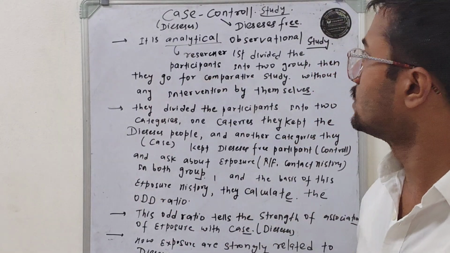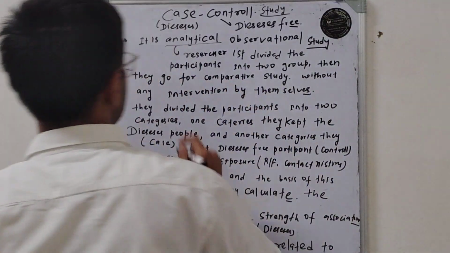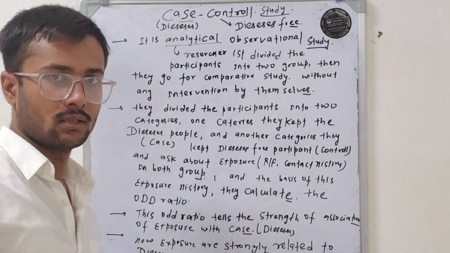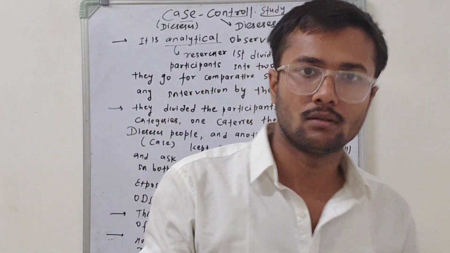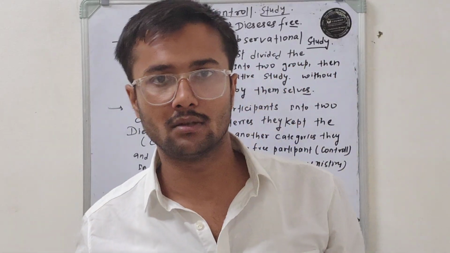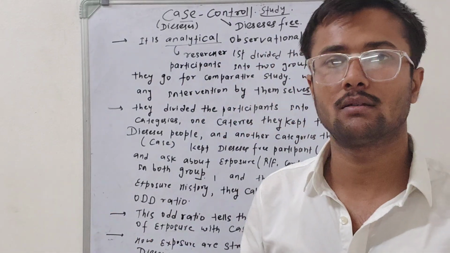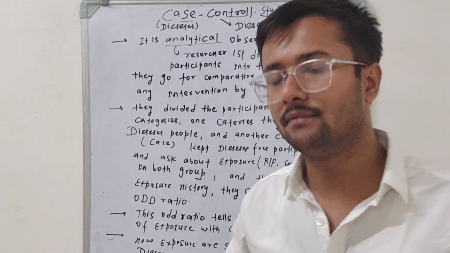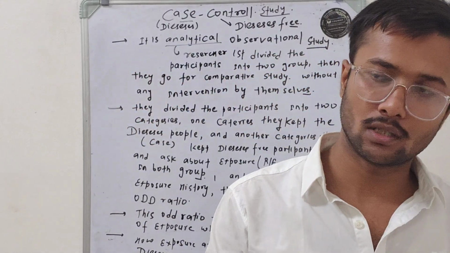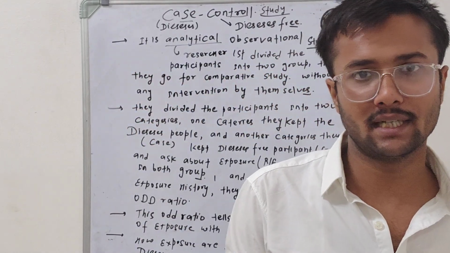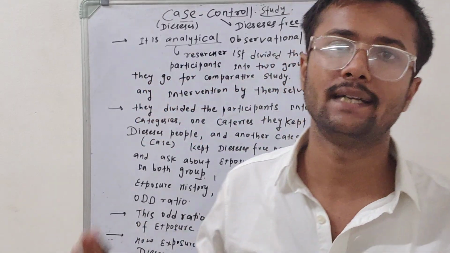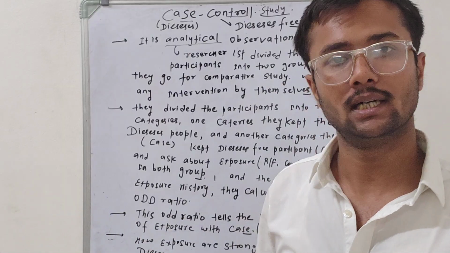Now we are going to discuss the meaning of these two terms: the case and the control. Case means disease, control means participants are free of disease. So what does the researcher do here? The researcher collects the participants and divides them into two groups. In one group they keep those participants who have a disease, and in another group those who are disease free.